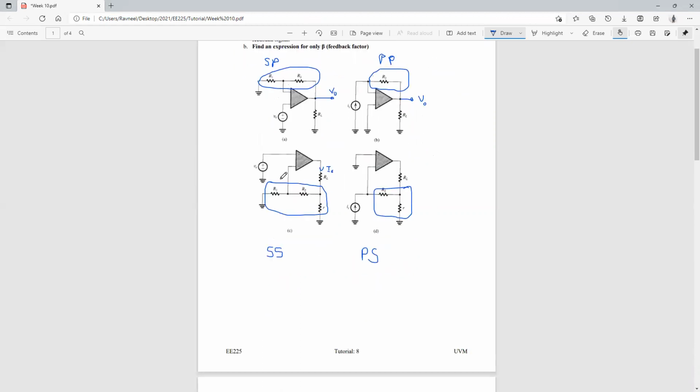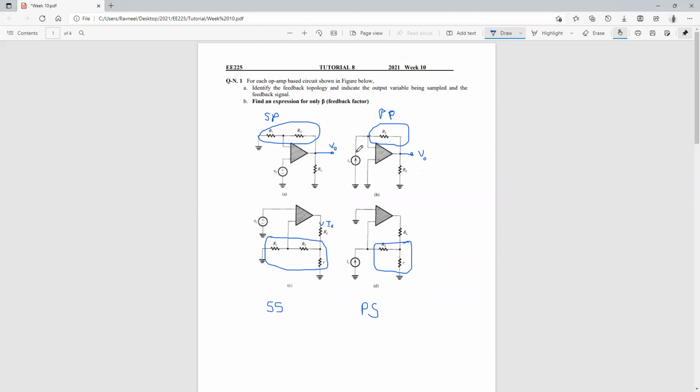So once we have identified the topology, we have indicated the output variables. In this particular case, it was also I0.